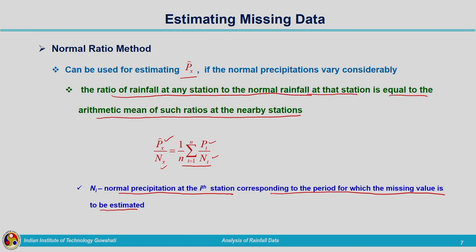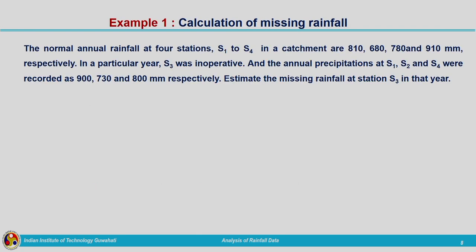And in this, n is the number of neighboring stations. How many neighboring stations are considered? That number is represented by small letter n. Capital N is representing the normal rainfall. Now, let us solve one numerical example, then it will be more clear to you.